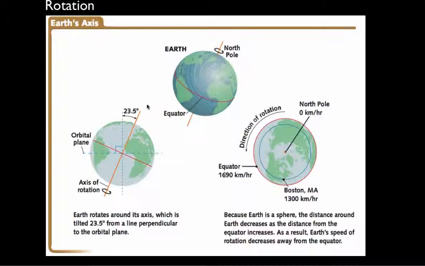Now, the speed of rotation, no matter where you are on Earth, it's going to take 24 hours to get around one solar day. But the speed isn't the same all over. If you stand on the North Pole, you're really going no distance around the Earth. You're just spinning in a circle.